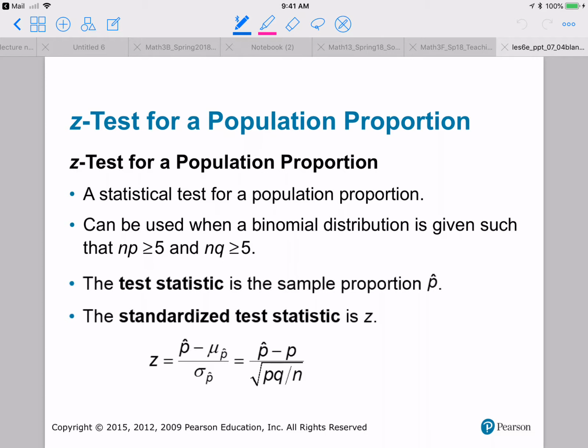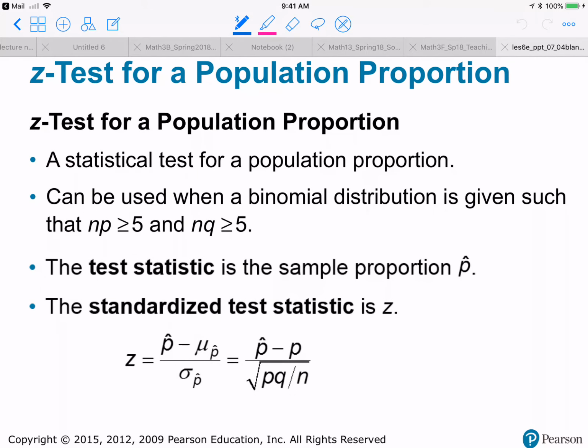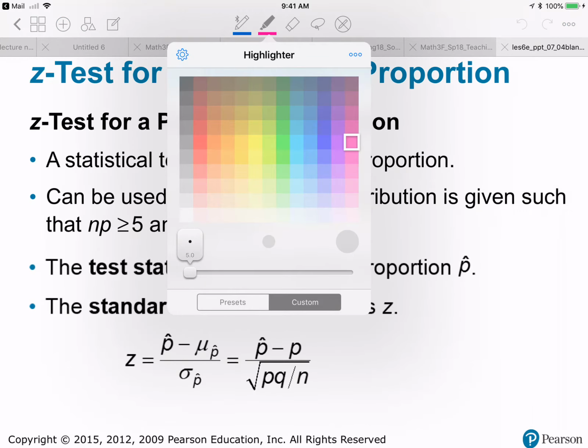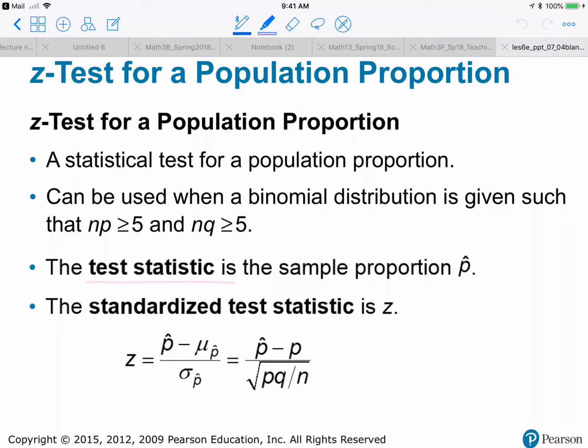Now here we've got written again, let me highlight this because this is quite helpful. The test statistic is going to be your sample proportion p hat. This is very similar to the point estimate from confidence intervals. What are you going to use as your test statistic? You're going to use p hat, the proportion for the sample. And below here we've got the formula for the standardized test statistic.